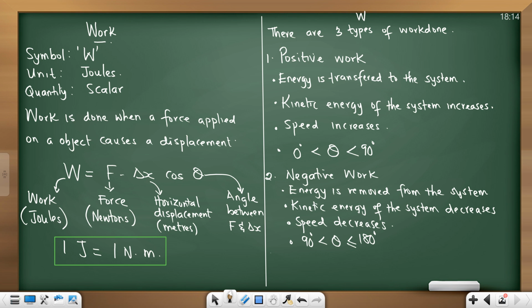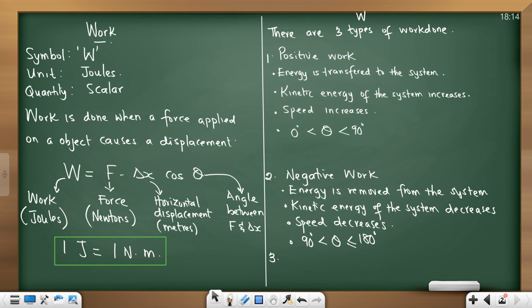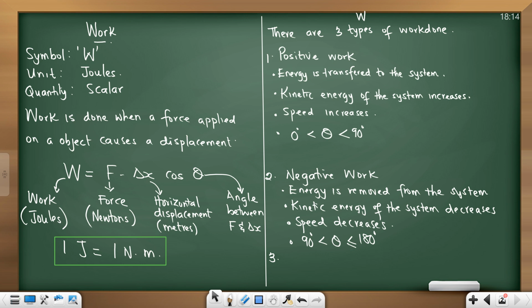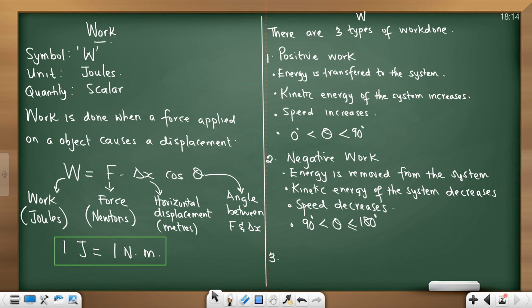And number three, let me try to squeeze everything here. That's number one. Number two. And number three. We're still going to look at this theta to understand all of this. Number three, zero work.